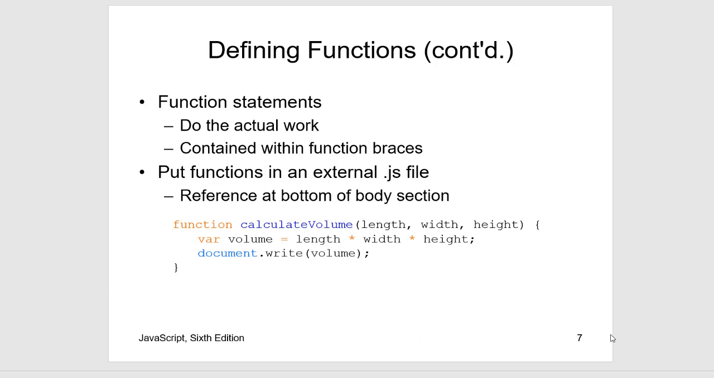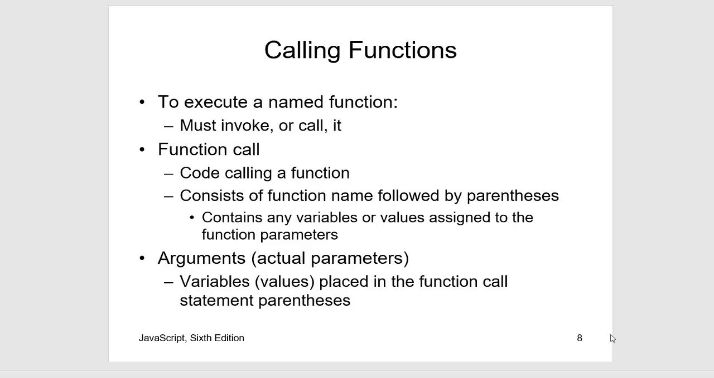When you put functions in an external .js file, it's separate than the HTML file, and then you reference that file at the bottom of the body section. To execute any kind of a function, you call it according to its name, and what you put inside the parentheses are the actual values that are referenced in the statements within the function.